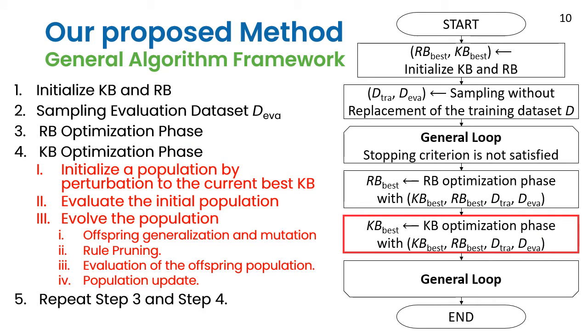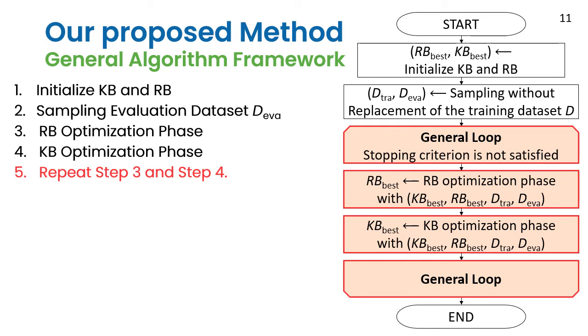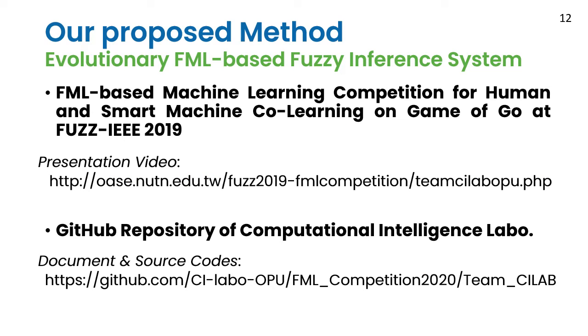After the rule-based phase, the knowledge-based optimization phase is performed. In this phase, a genetic algorithm is used to optimize the shapes of the membership functions. In this way, the rule-based optimization phase and the knowledge-based optimization phase are repeatedly performed. For a more detailed procedure of the evolutionary FML-based fuzzy inference system, please refer to the last competition video or our GitHub repository. The document for the proposed method and the source codes used for this competition are available on our GitHub repository.